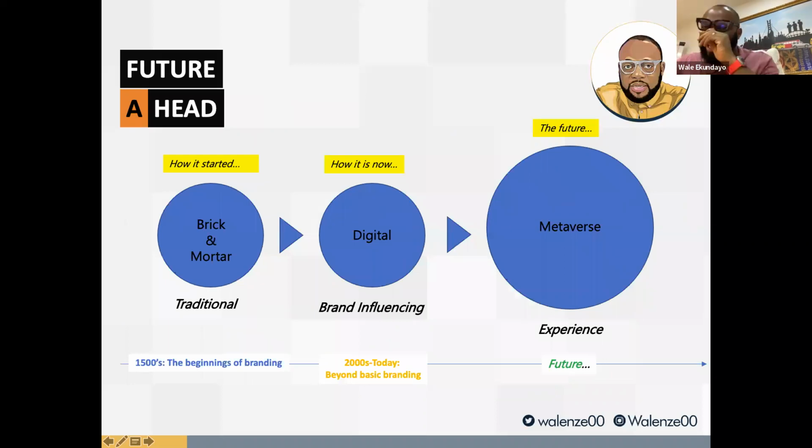This is how it started out, and everybody was happy. If you had an office, people were measuring banks by their offices. If you had 150 branches, that thing became a liability to them. On the wake of COVID, banks were shutting down because they couldn't manage their operations and overheads. Now we're beginning to see a new thinking, and then we moved into digital, which is brand influencing.